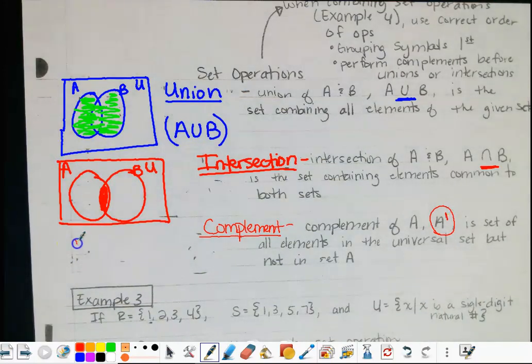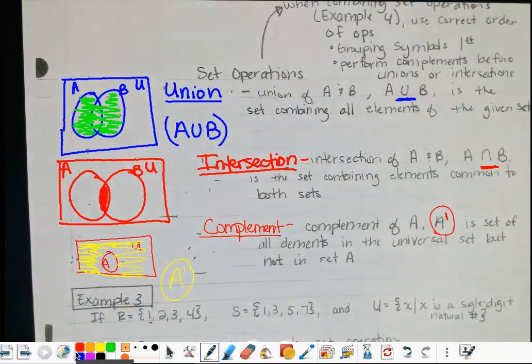So in our Venn diagram, we only have one circle, okay? And inside there is A, and then our universal set. And the part that we're going to shade is everything outside the circle. The complement is everything outside. So this is A prime. Okay, it's everything outside.